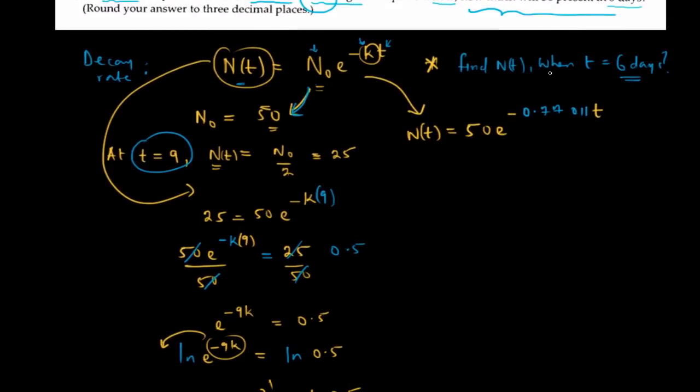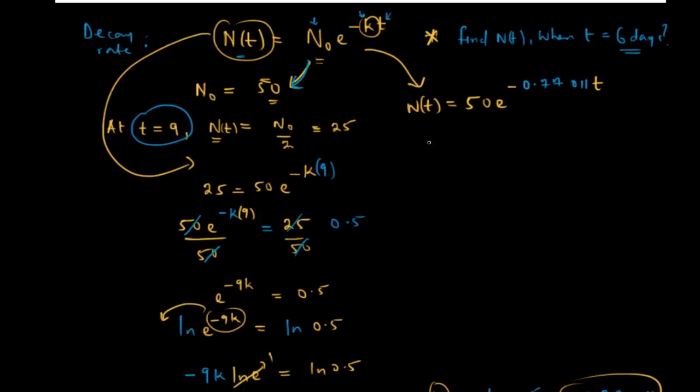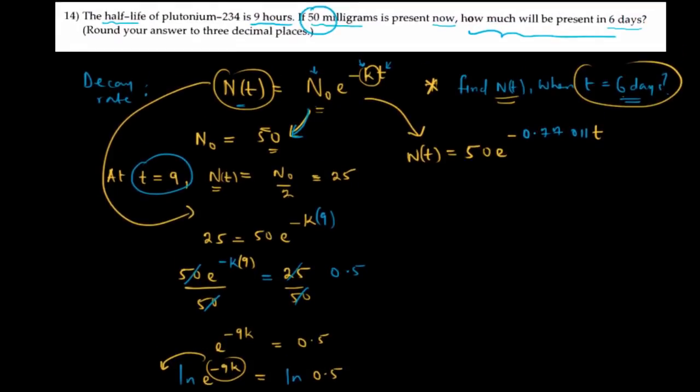So let me now go and answer the question we are given. We are told to find n of t when t equals 6 days. Now you observe that you have to be very careful. The time I used here is in hours, you can see it's in hours here, but the time we are given here is in days. So before you can use this time in here, you need to convert the days to hours.